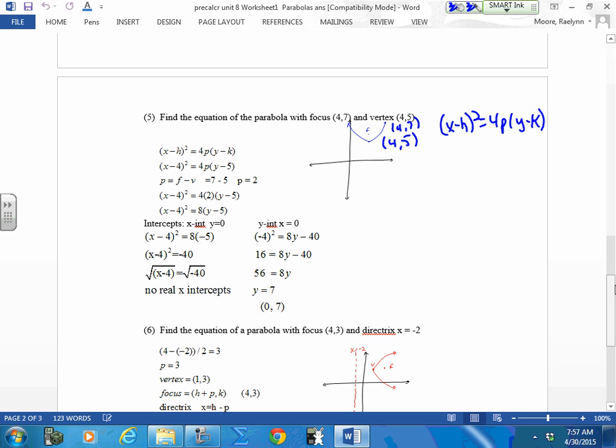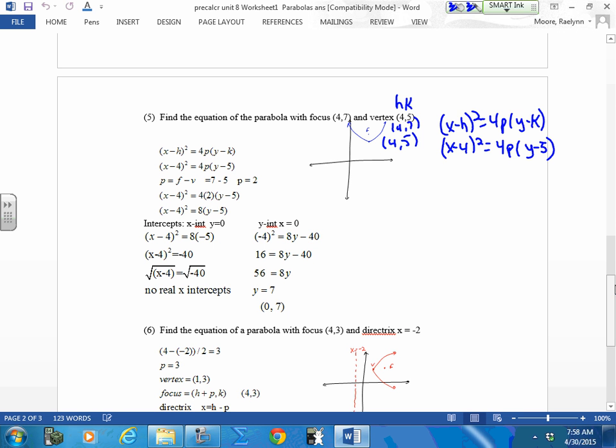We have the vertex. This is h, k. x, y. It goes in the same order as your x, y. So with the x is the h. Fill in this part first, because this part, once it's there, is not going to change. That's a 5. Okay, now, find p.